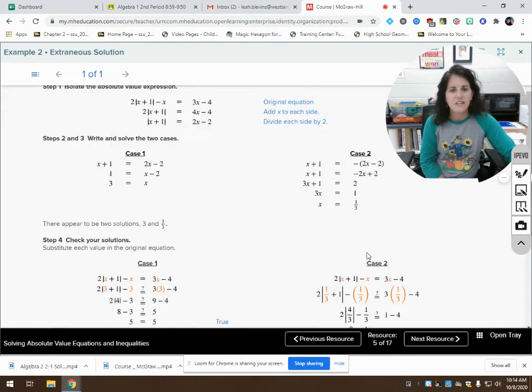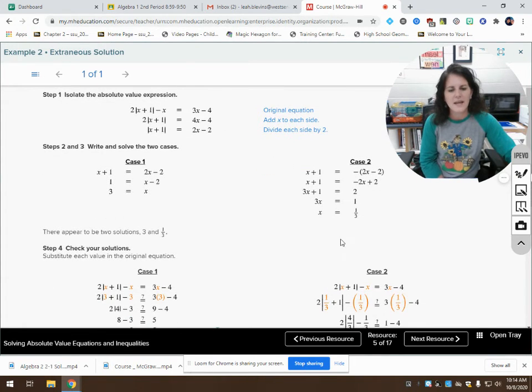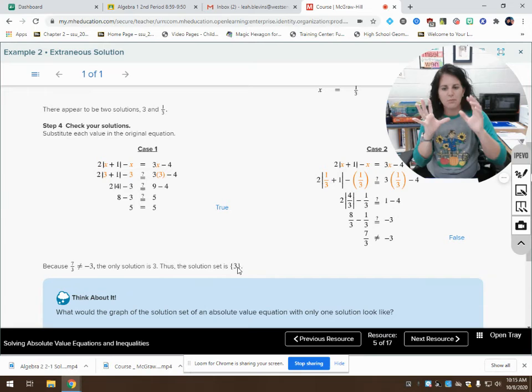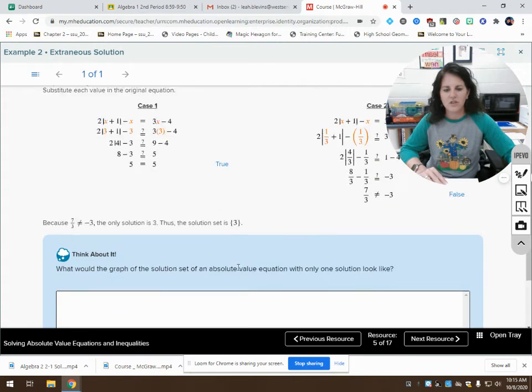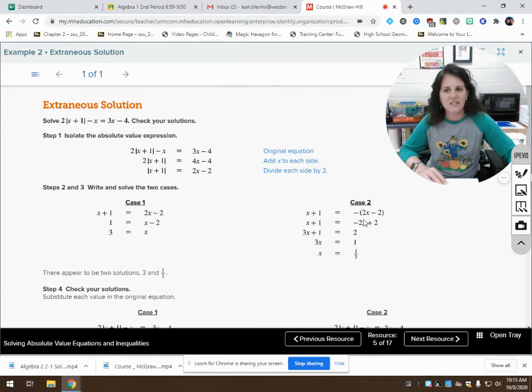Even though we solved it correctly, mathematically we didn't make any errors in getting this 1/3, when I plug it back in, it doesn't result in a true statement. 7/3 is not equal to -3. Therefore, the 3 is my only solution. The 1/3 is not a true solution. So the solution set is the little fancy brackets, 3. It only includes the 3. And we consider this 1/3 an extraneous solution.